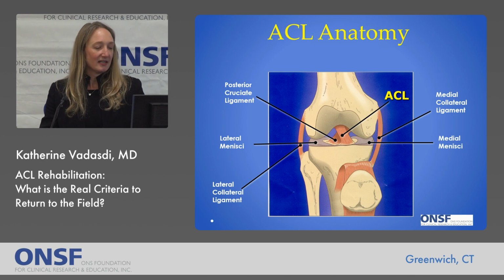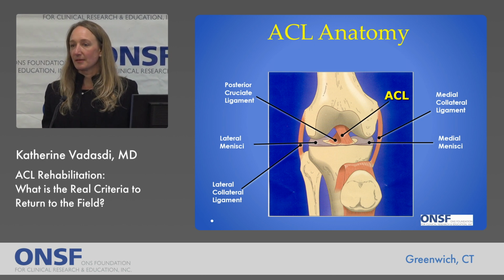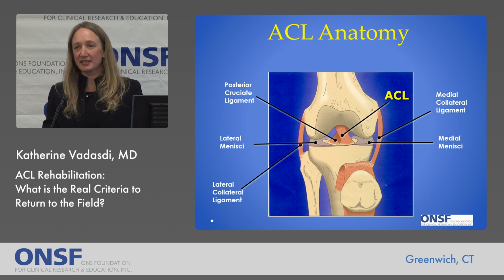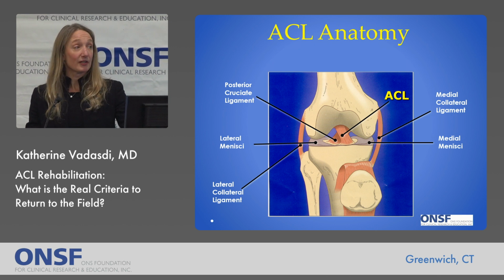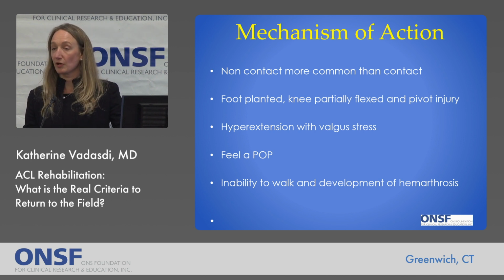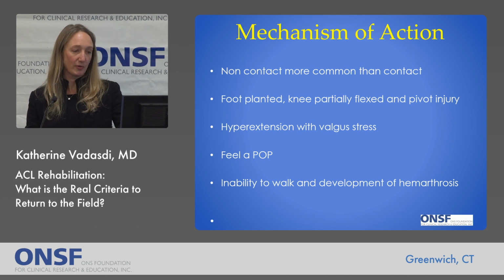Since it's the first talk of the day, I thought I would start with one anatomy slide. In the middle of the knee is the ACL. It's a ligament that helps control the stability of the knee, and it is an injury that we see commonly in our athletes. The mechanism of injury is important for the recovery, because we want to get patients to a point where they're not going to re-injure that ACL.